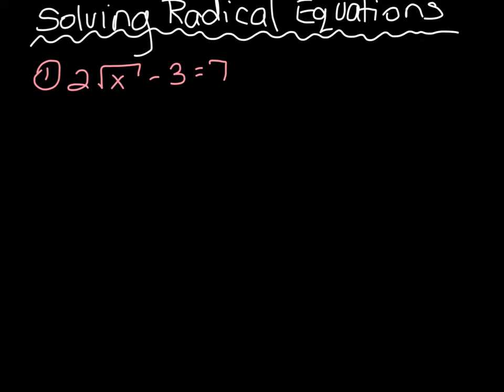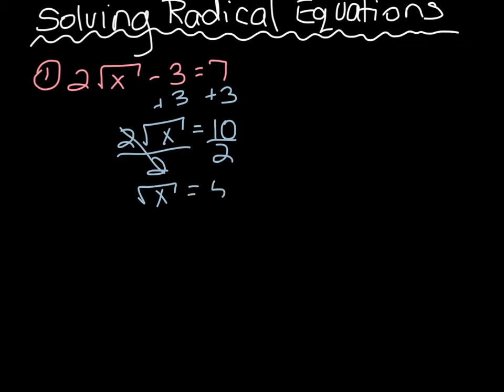Solving radical equations. Now, the first type of equation you may see is given in this example. You need to get the radical expression by itself. So I need to get, in this case, everything that's under the radical, so the radical x by itself. In order to do that, I'm going to first add the 3 to the other side. So this is going to give me a 2 radical x equals 10. Then I need to divide everything by 2. This gives me that radical x equals 5.